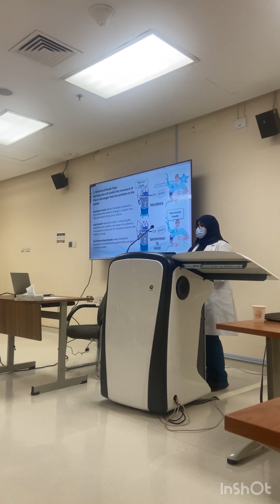The RT will set the mode. The assisted breath is a combination between patient effort and the machine control. So the patient will start, initiate or trigger the breath, then the machine will deliver the controlled breath or assist the patient to deliver the breath.